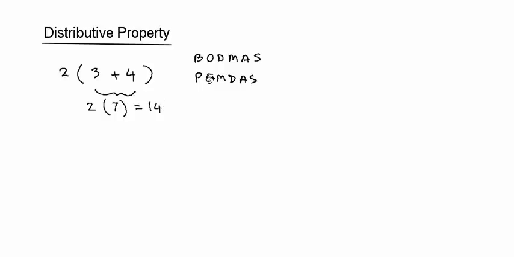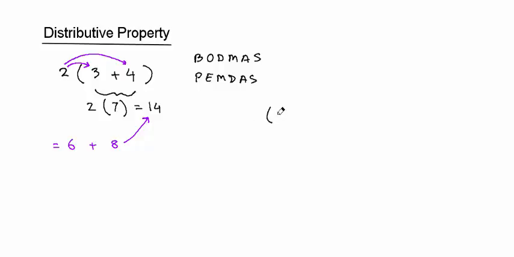Therefore, the answer is 14. You could have also done this in a different way. You could have multiplied the 2 with each of the numbers that you have inside the parentheses. It doesn't have to be restricted to 2 numbers. There can be more numbers. And then add the 2 answers because you have a plus out here. Therefore, in this case, this would have been 2 times 3, which is 6, 2 times 4, which is 8, and 6 plus 8 is still 14. It's the same answer. This works with subtraction as well inside the parentheses.